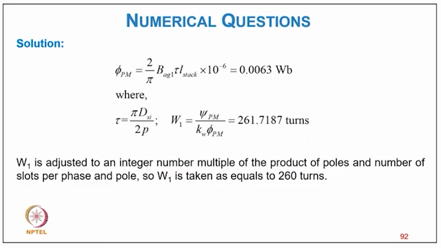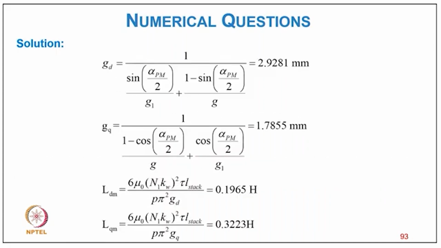261.7187 turns. So W1 is adjusted to an integer turns multiple of the product of poles and number of slots per pole. So W1 taken as equal to 260 turns.